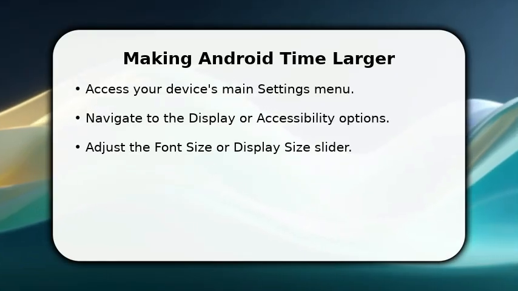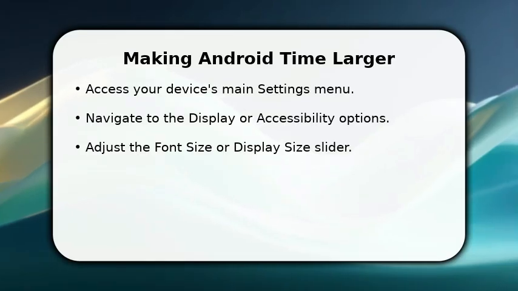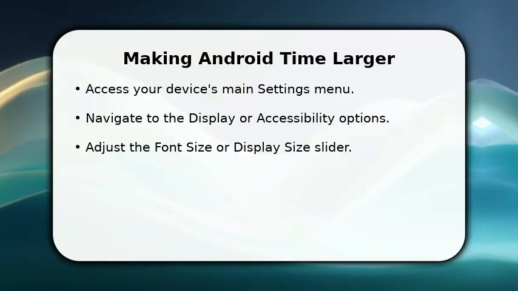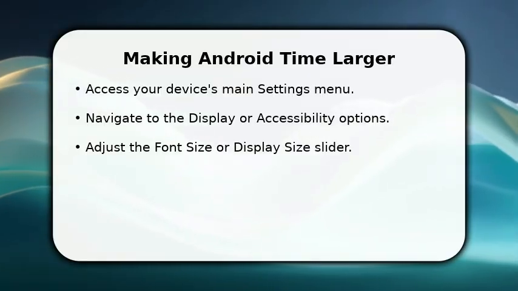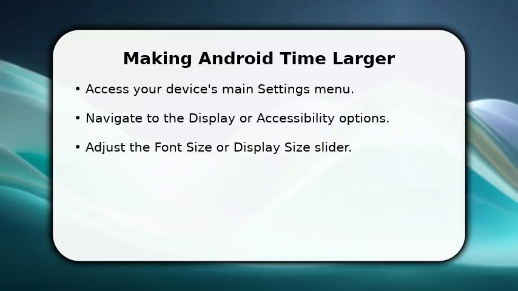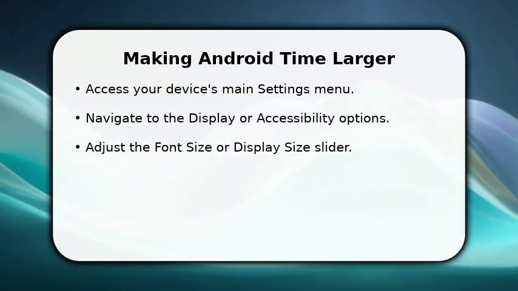In this video, I will explain how to make the time display larger on Android. First, open your device's Settings application. From there, locate and tap on either the Display or Accessibility section. Within these menus, you will find options like Font Size or Display Size.